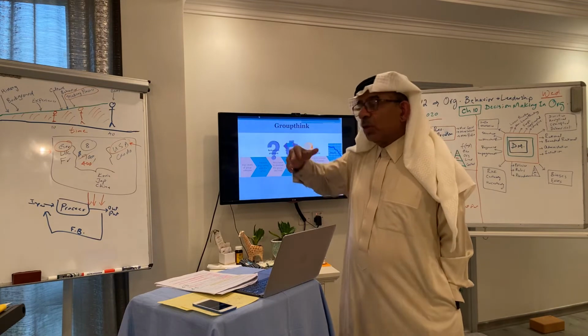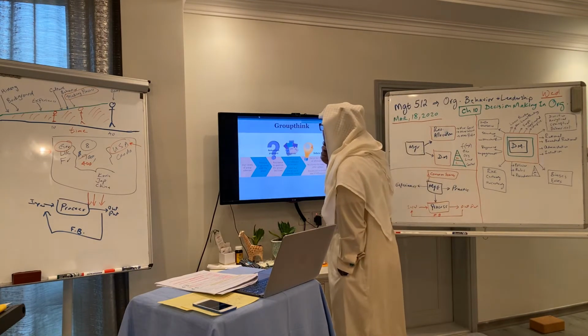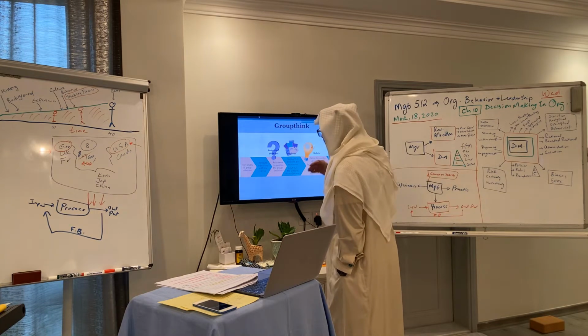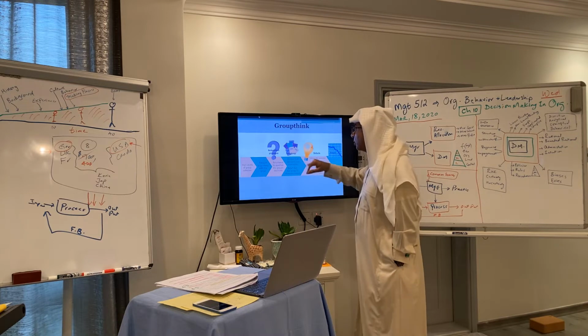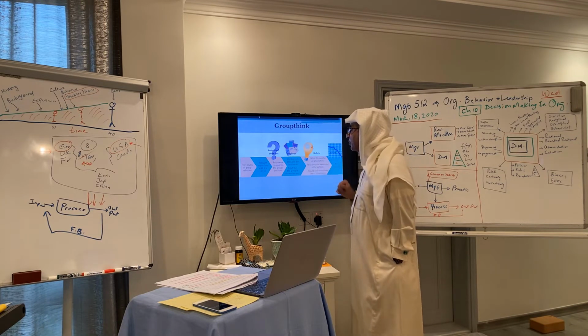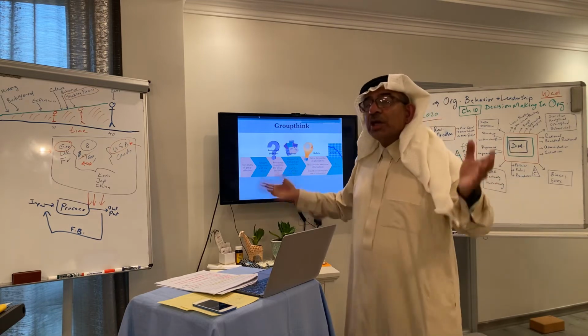This is what the whole group is about, okay? And this will be antecedent processes. Symptoms: everybody said yes, okay? Illusion that decisions are unanimous. It looks like it's unanimous.